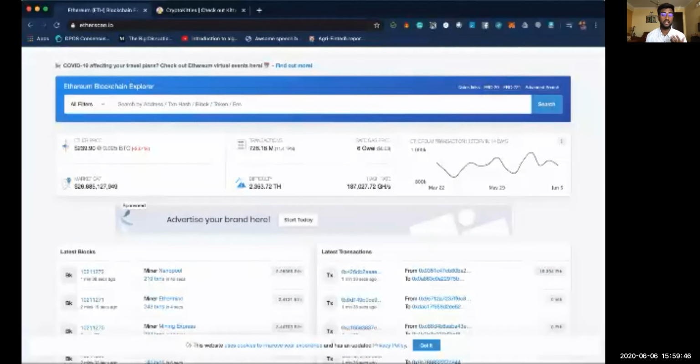VisaNet says that they can go up to 64,000 transactions per second. That has not even been the need yet. Ethereum can nowhere go near that, right? All right, that was a very important concept we saw. We'll take a look. We'll just paste the hash here.